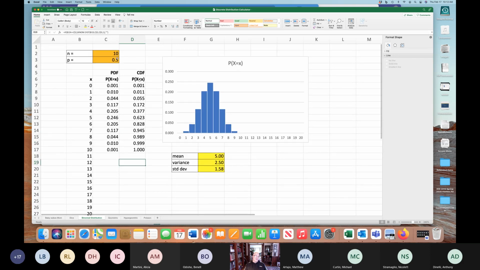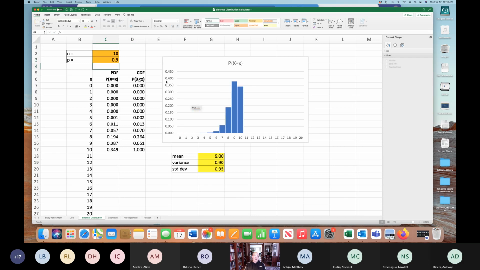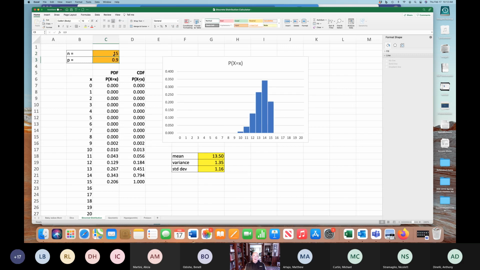So let's say I want to make it 0.9. Well, it gives a calculation. It gives the mean, the variance, and the standard deviation for that. So you can answer any binomial question. Let's say the sample size was 15. It changes all the numbers for you, and you can answer almost any question you want to ask.